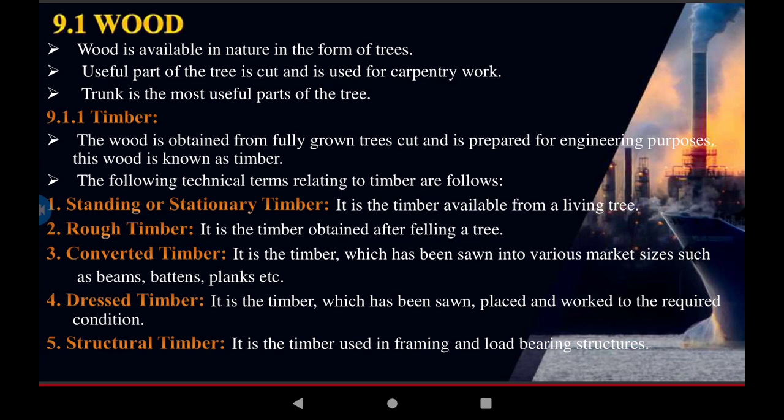Wood is available in nature in the form of trees in the forest. The useful part of the tree is cut and used for carpentry work. The wood is the main part cut from the tree and used in factories for carpentry work. The trunk is the most useful part of the tree.